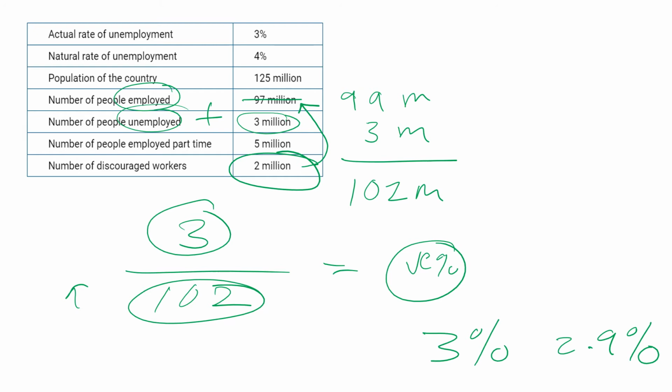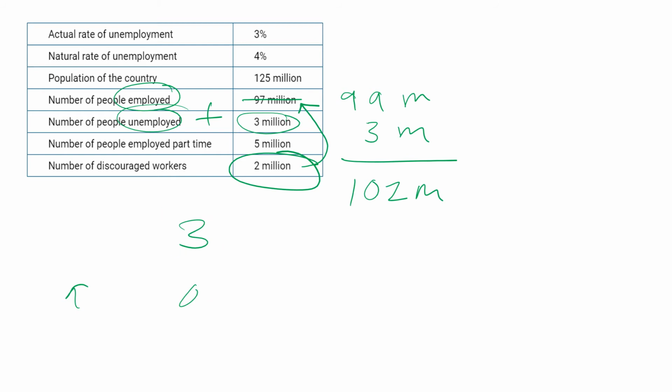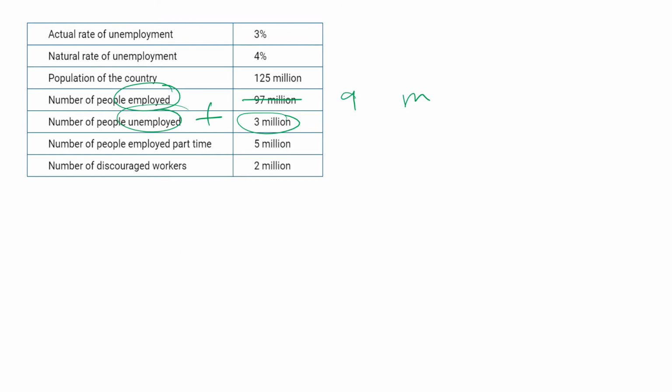So what we would say on E is that if those discouraged workers re-entered the labor force and instantly found employment, the actual rate of unemployment would decrease slightly. It would go from 3% down to 2.9%. Now, they don't need that actual calculation to get the right answer. In essence, the idea is that the unemployment rate would go down, just because the size of the labor force got bigger, but the number of unemployed didn't get any bigger.